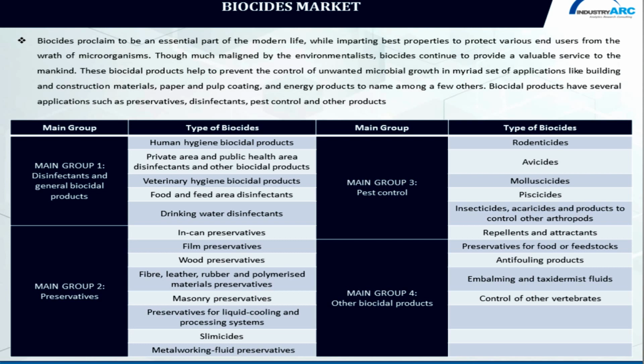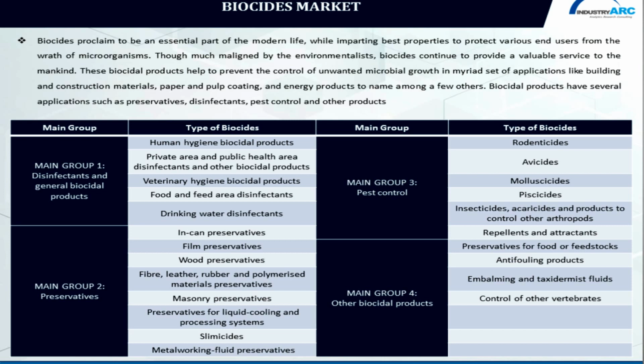The first main group is the disinfectants and general biocidal products, wherein all the categories of human hygiene biocidal products, private area and public health area disinfectants, drinking water disinfectants, and food and feed area disinfectants are covered. The second main group under biocides is categorized into preservatives. These preservatives are categorized based on their end user applications like wastewater treatment, for food and hygiene, for wood, for fiber, for leather and for masonry purposes. Metalworking fluid preservatives are also a category of preservatives under the main group 2.